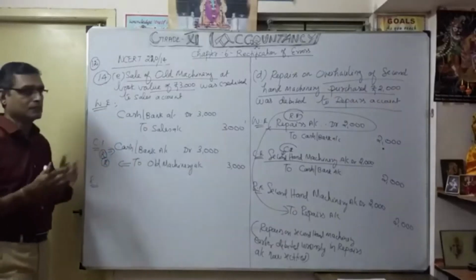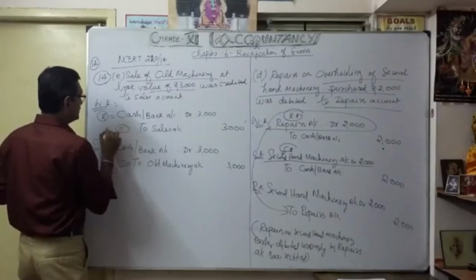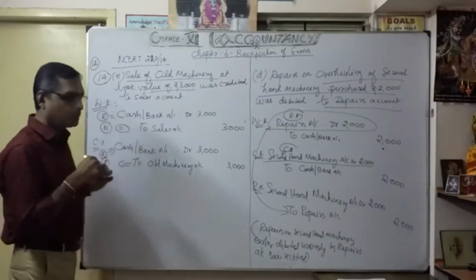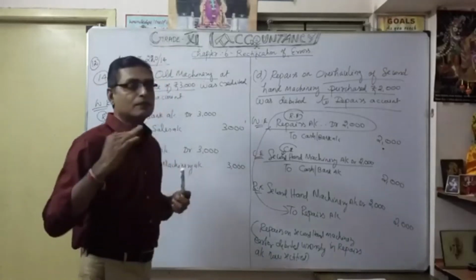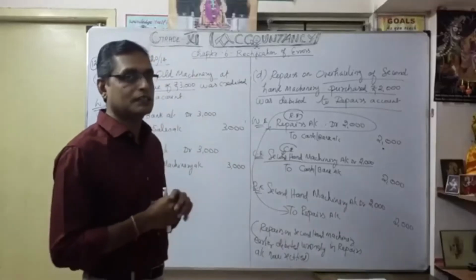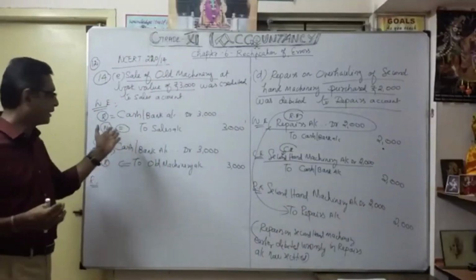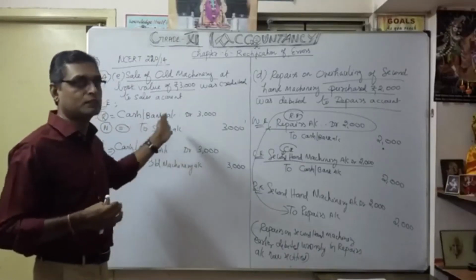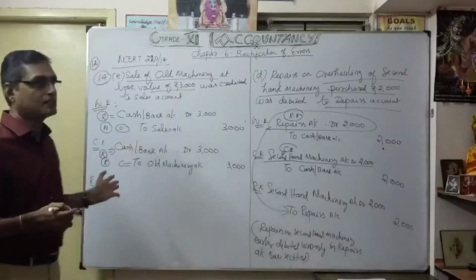But here what happened? This is a real account, and this is a nominal account, isn't it? In the form of income. So we got money not in the form of income. We got money in the form of selling our old machinery. Now understood? Error of principle. So if you do like this, our approach is totally wrong. We consider a real account as a nominal account. So the rectification entry.